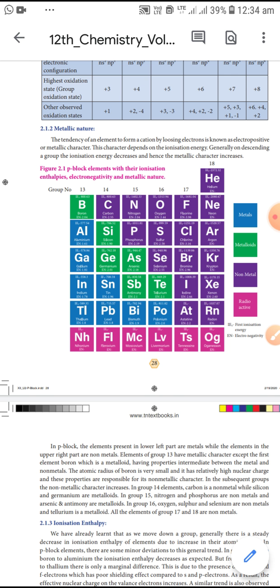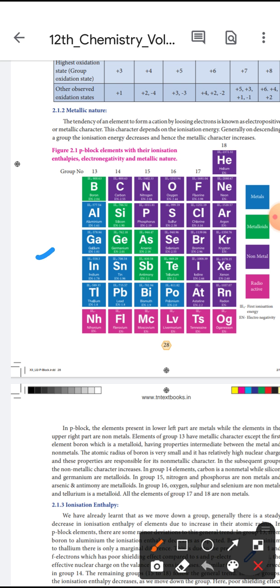Okay, so these are the p block elements. 13th group: boron, aluminum, gallium, indium, thallium, nihonium. 14th group: carbon, silicon, germanium, tin, lead, flerovium. 15th group: nitrogen, phosphorus, arsenic, antimony, bismuth, moscovium. 16th group: oxygen, sulfur, selenium, tellurium, polonium, livermorium. 17th group: fluorine, chlorine, bromine, iodine, astatine, tennessine. 18th group: helium, neon, argon, krypton, xenon, radon, oganesson.